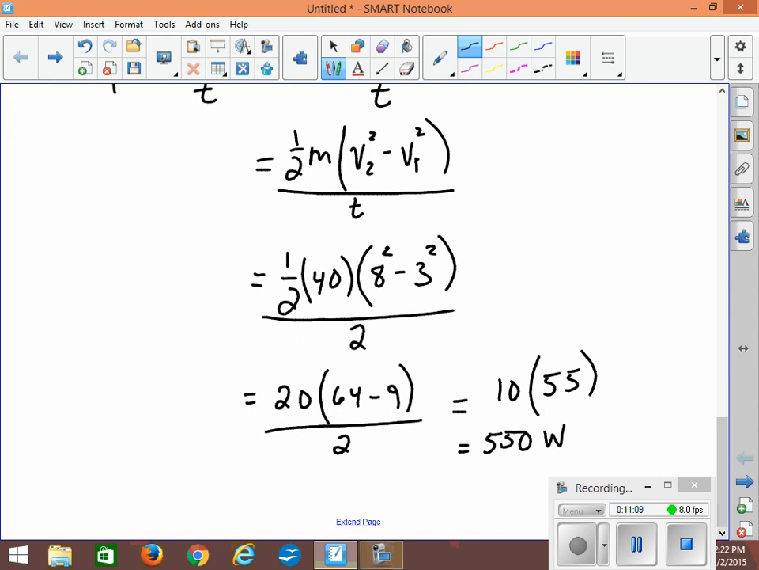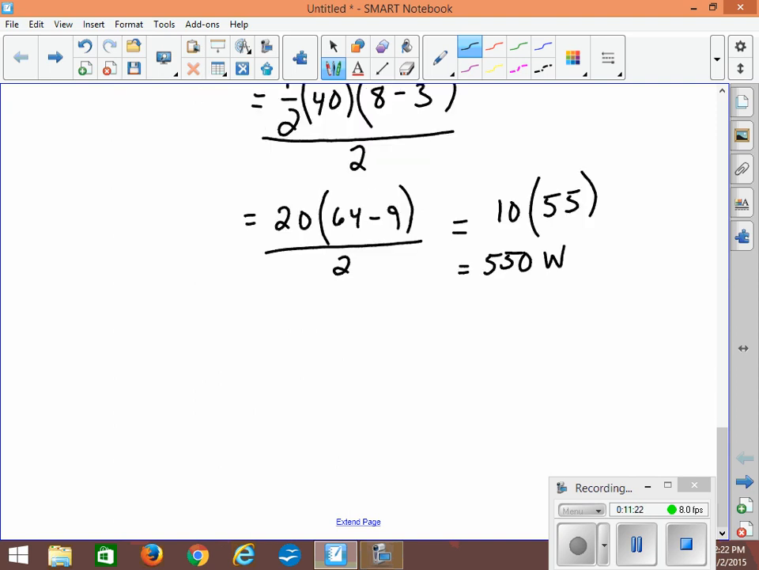would be required to change your speed from 3 meters per second to 8 meters per second in 2 seconds, if you happen to be 40 kilograms. And that's how it can be done. And then we'll do another quick example of how we could use it for height.